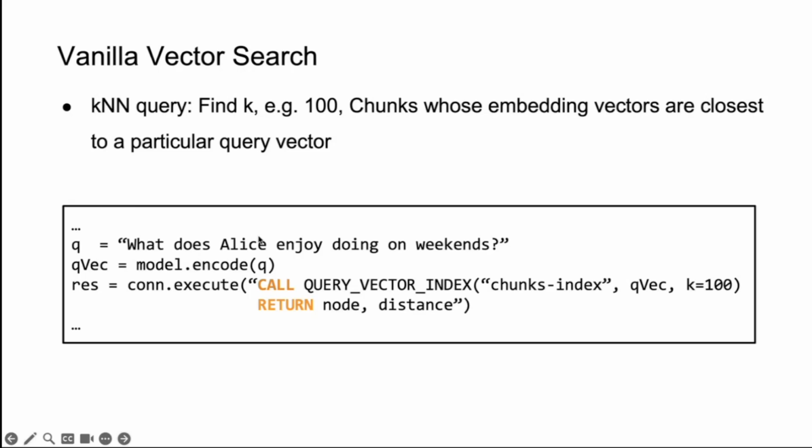And you will get essentially a set of chunk nodes and this vector distance, the top 100 closest that you can find. So that's an example of a vanilla vector search.